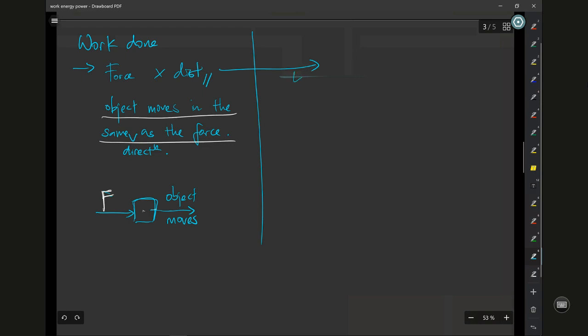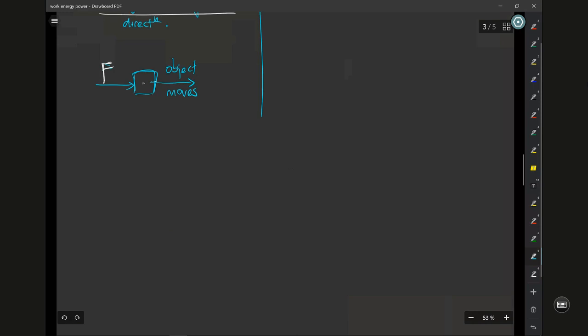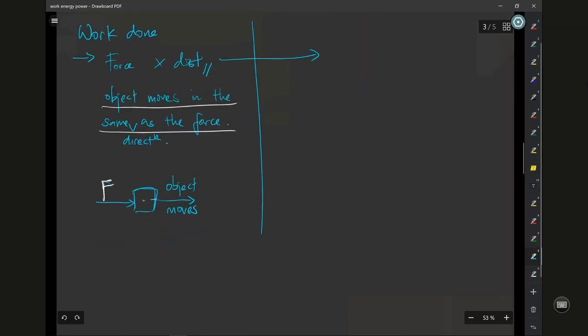Now there are a few meanings to this. First thing, work done equals force times distance. We have to identify the terms work done on object and work done against something. So work done on something, work done against something.